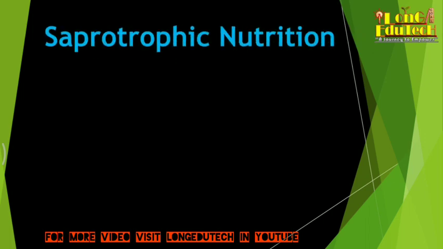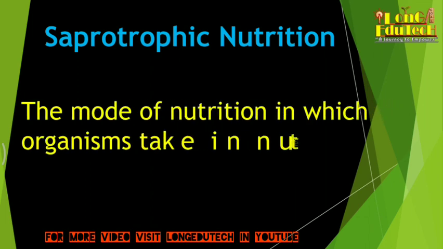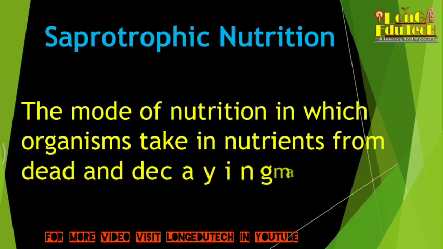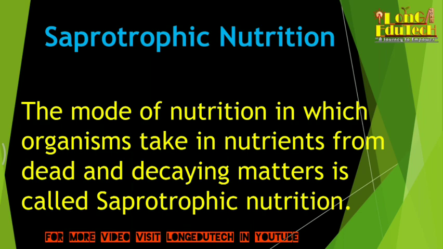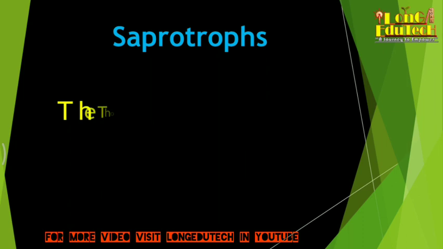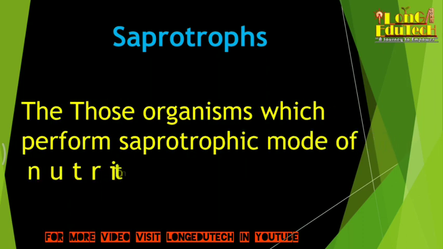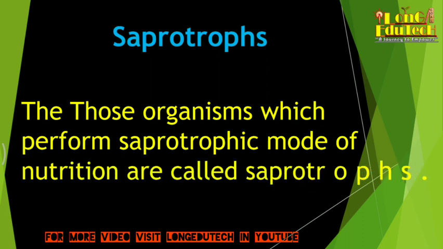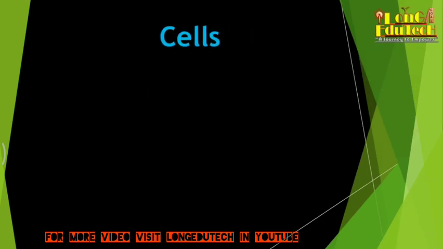Saprotrophic nutrition. The mode of nutrition in which organisms take in the nutrients from the dead and decaying matter is called saprotrophic nutrition. It depends on the dead and decaying matter of the plants and animals. Examples are fungi and molds. Those organisms which perform the saprotrophic mode of nutrition are called saprotrophs. Examples like fungus, as I told you now.